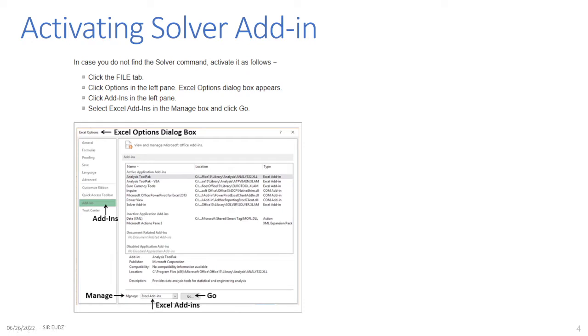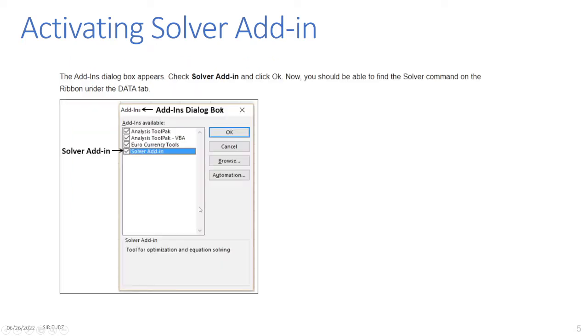In case you do not find the Solver command, activate it as follows. Click on the File tab and click Options in the left pane. The Excel Options dialog box appears. Click Add-ins in the left pane, then select Excel Add-ins in the Manage box, and then click Go. The Add-ins dialog box appears. Check Solver Add-in and click OK. Now you should be able to find the Solver command on the ribbon under the Data tab.